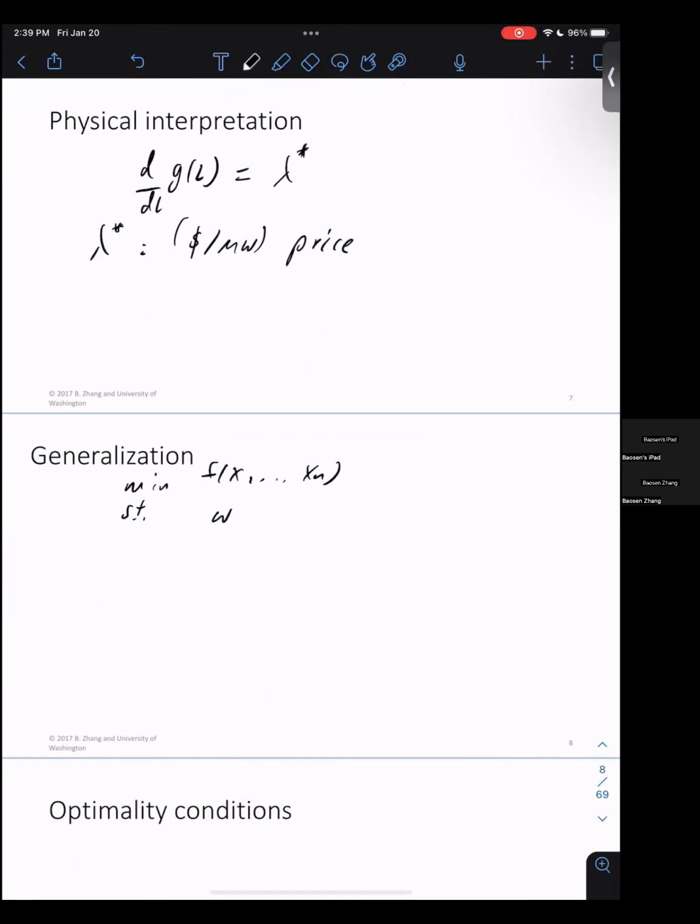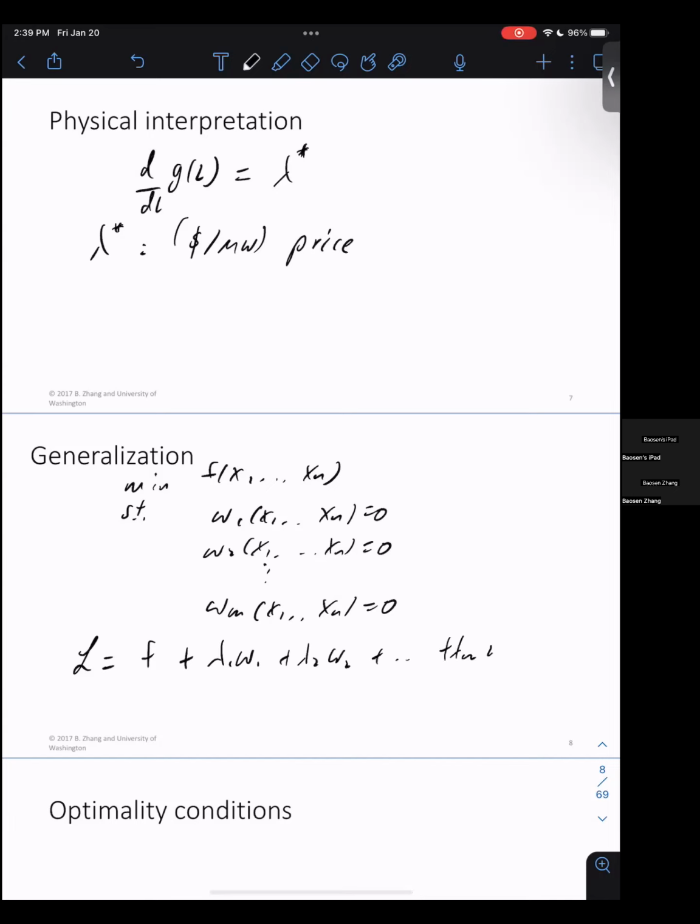You can have m of these equality constraints. And then what you do is you associate a variable to each of these things. Right? So instead of having one multiplier, you give each of them a multiplier. So your Lagrangian now becomes f plus lambda 1 omega 1 plus lambda 2 omega 2, and so on up to m. Okay? And you solve the problem exactly the way you have solved it before.